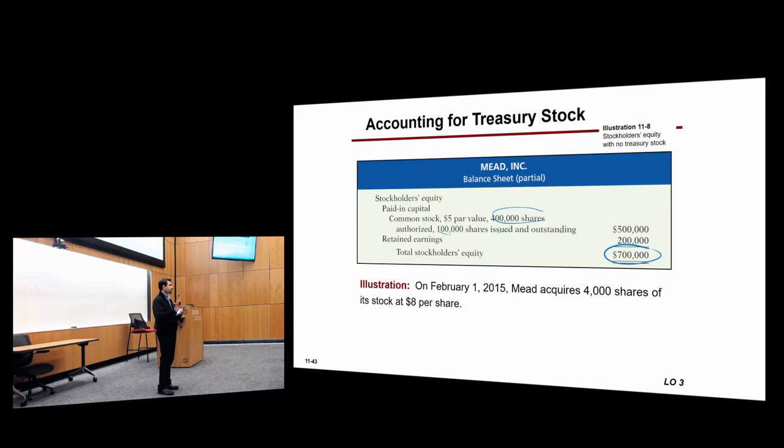It's still 100,000. How many are outstanding now? 96,000. And the difference between the two are treasury stocks. We have 4,000 of treasury stocks. Remember, treasury stocks is recorded at cost. How much did it cost the company to acquire those treasury stocks? $8 per share multiplied by 4,000 shares. So we debit treasury stock 32,000 at cost. So this is cost.